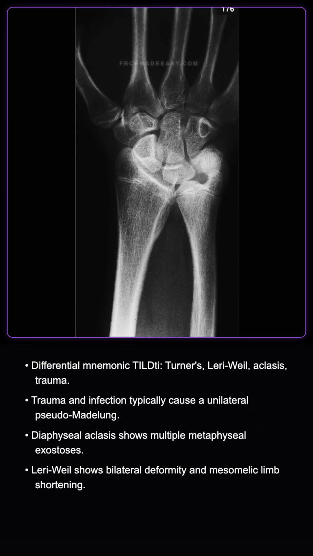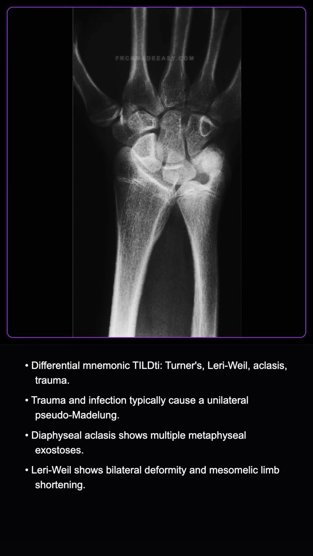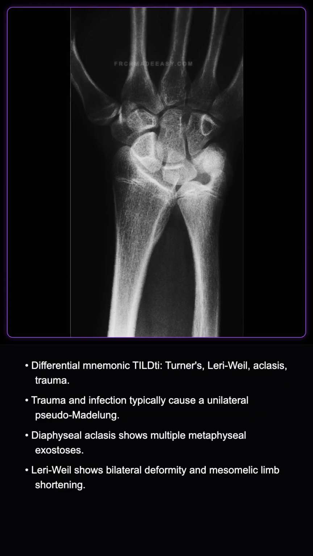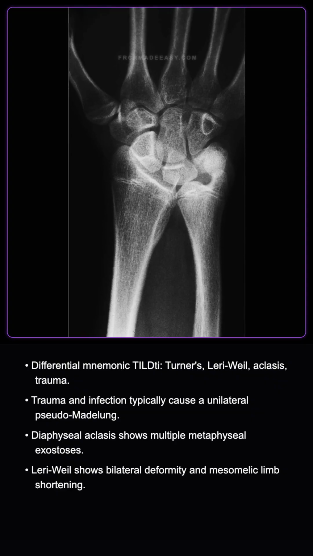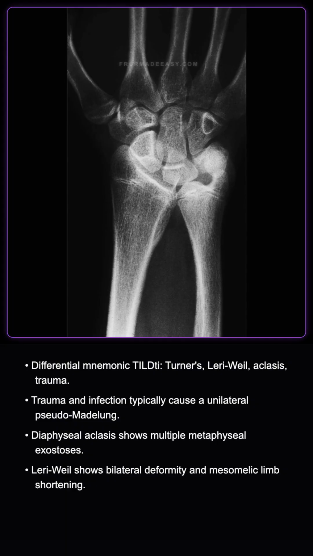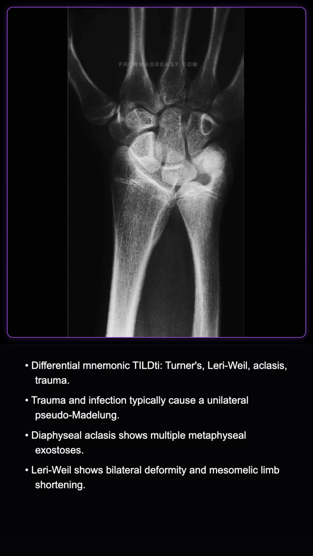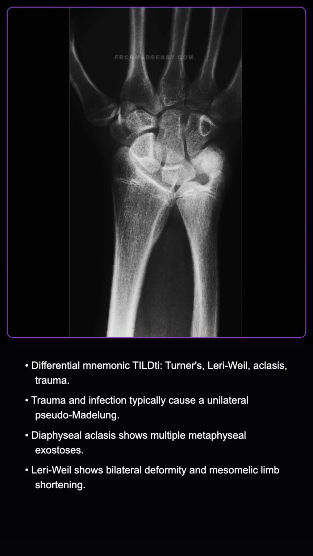The differential diagnosis can be remembered by the mnemonic Tildti. This includes Turner syndrome, idiopathic causes, Leri-Weil dyschondrosteosis, diaphyseal aclasis, trauma, and infection. Trauma and infection typically cause a unilateral pseudo-Madelung deformity due to premature asymmetric fusion of the distal radial physis.